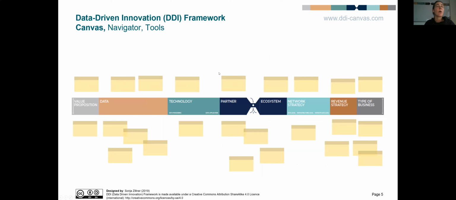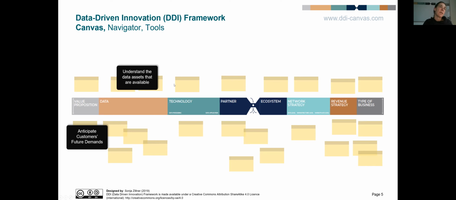Here, just to give you an overview of the dimensions we are integrating. As I said before, what we could reuse, we reused, and we only extended the way of exploring data-driven innovation where we thought additional aspects would be needed. So the first dimension is the value proposition. The idea here is to anticipate future customer demands. We will look at the data aspect. This is very central for data-driven innovation.